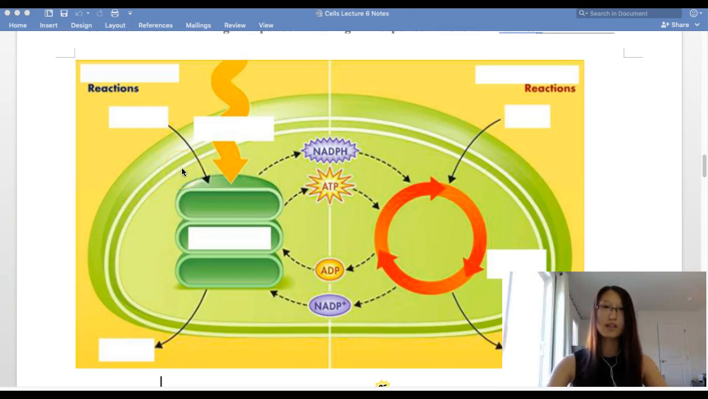So when you look at this picture, on the left side you see this arrow coming into the thylakoid. So first off, the entire photosynthesis process happens in this organelle called chloroplast. Okay, it is not called chlorophyll.